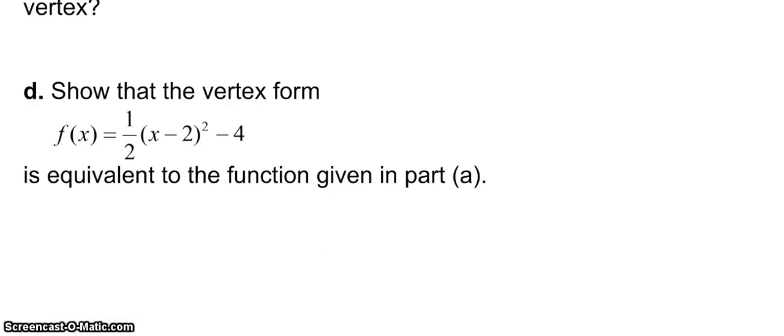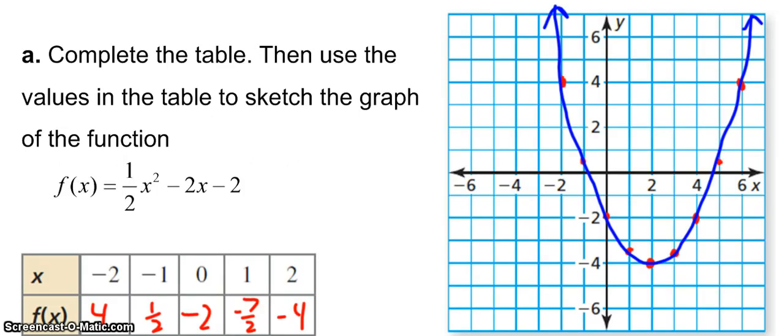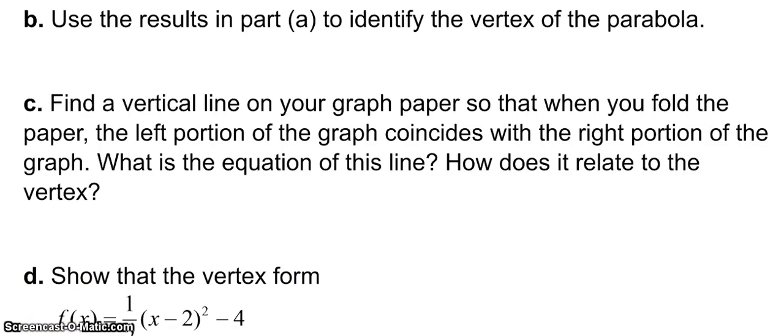And then the last thing I want you to do is see if you can come up with a way to show that this form, which is vertex form, is the same thing as the form we were given in part A, this form. So how could you show that those two equations are actually the same equation? Pause the video, try to do B, C, and D, and then unpause when you're ready to discuss.